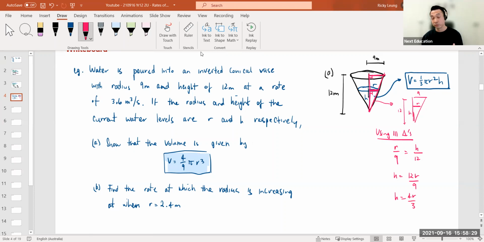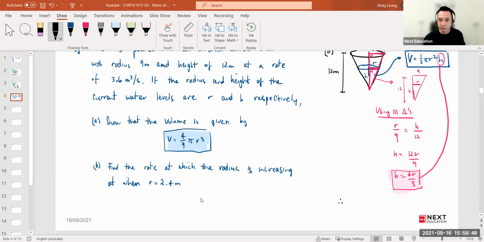Sometimes a question might have no r's. It's all in terms of h, in which case you do the opposite. Just be flexible with that. Once you get that, I'm going to sub this guy here, plug that into this guy here, and I say, therefore, volume is a third pi r squared, and now multiplied by 4r on 3. The 3 times the 3 becomes 9 on the bottom, 4, and then the r cubed. So therefore, volume is 4 on 9 pi r cubed.